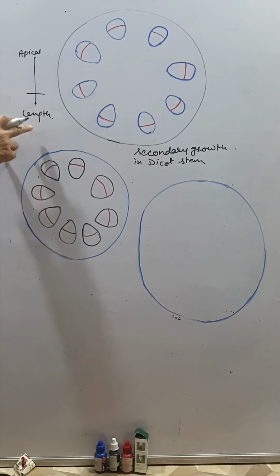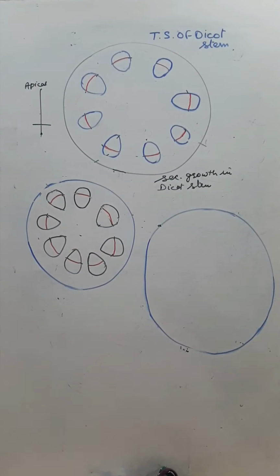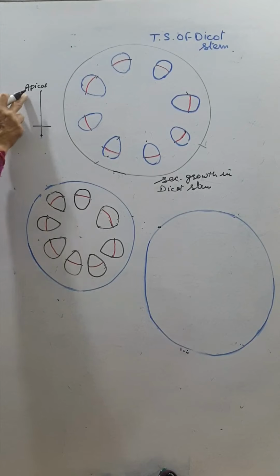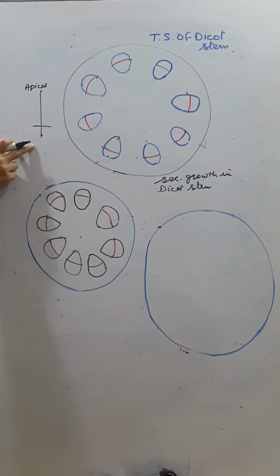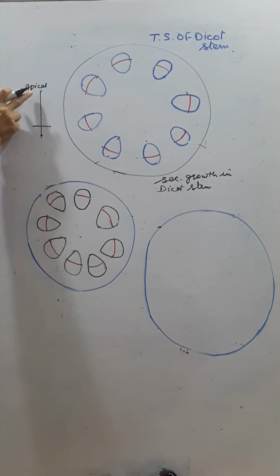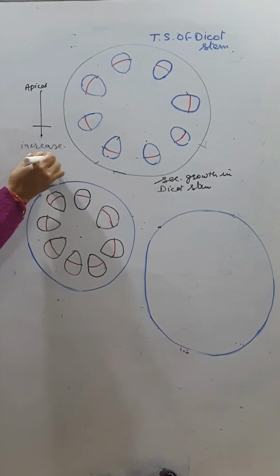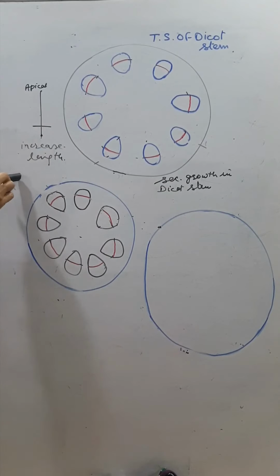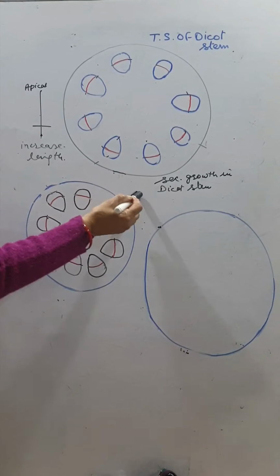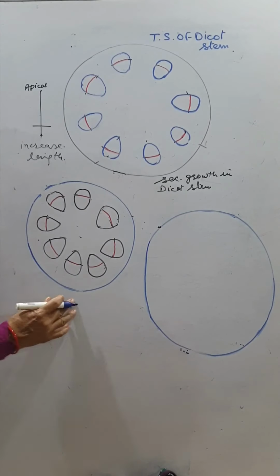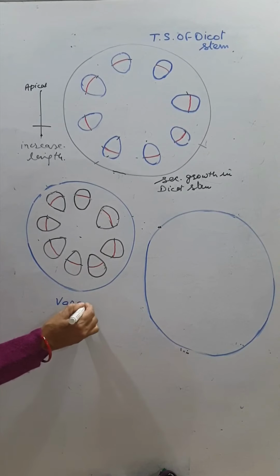In the dicotyledon plants, apart from the primary growth, this is called primary growth. The primary growth means the apical meristem at the root or stem increases the length of the plant. This is due to the primary tissues. In the dicotyledon stem, the secondary growth takes place with the help of vascular cambium.